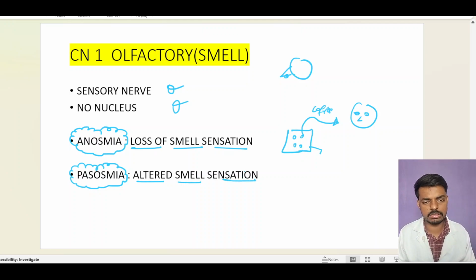This occurs due to some damage in our olfactory cranial nerve. Okay, very important points. The olfactory nerve is responsible for smell, only a pure sensory nerve, and it doesn't have any nucleus. So alteration in the function of the olfactory nerve, which leads to loss of smell, is called anosmia, and altered smell sensation is called parosmia. Okay, very important.